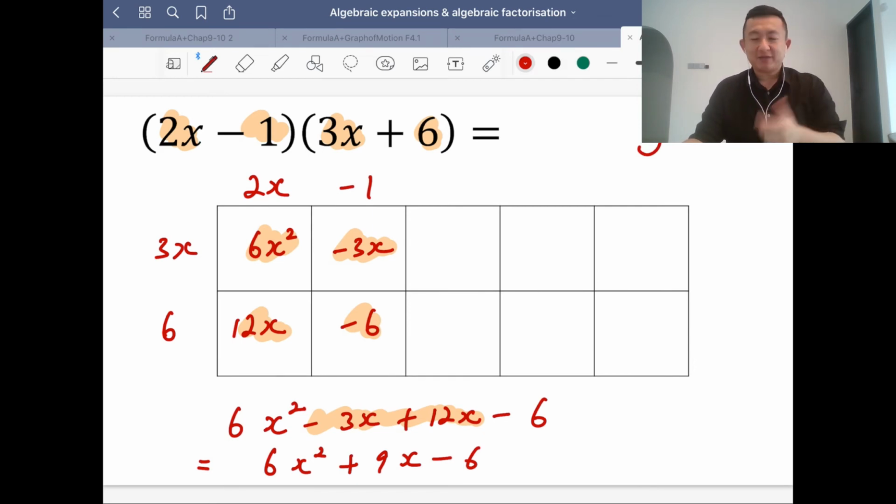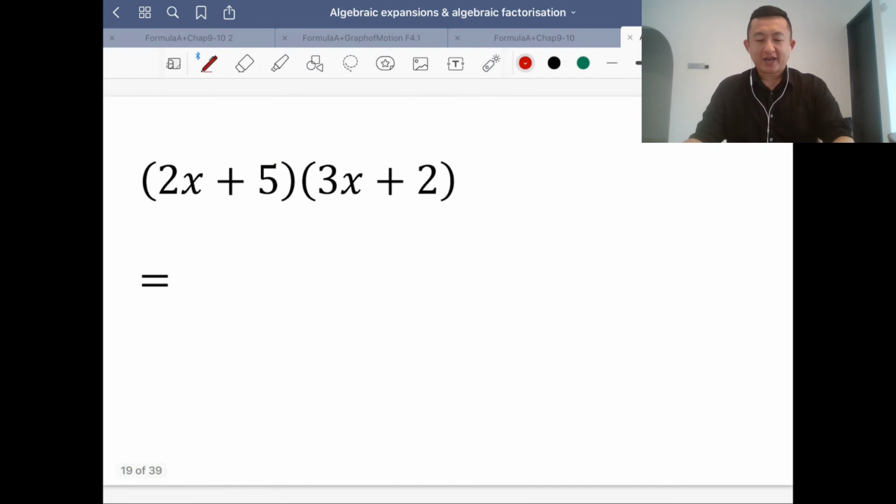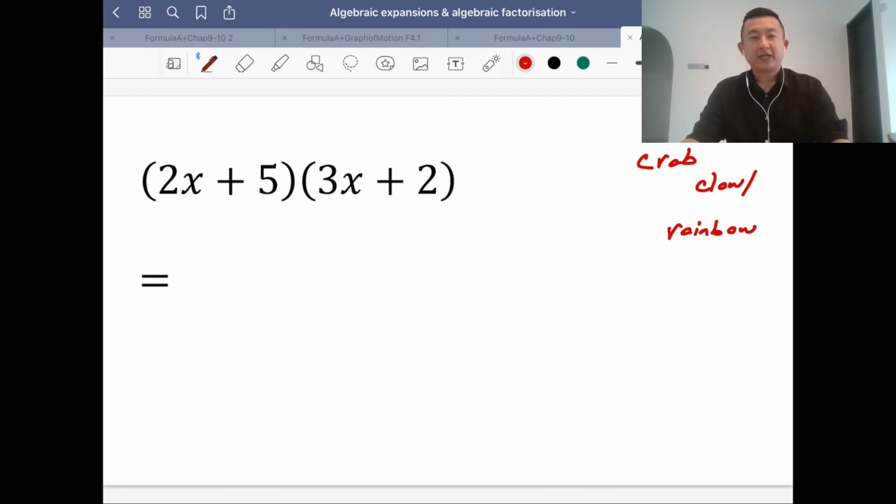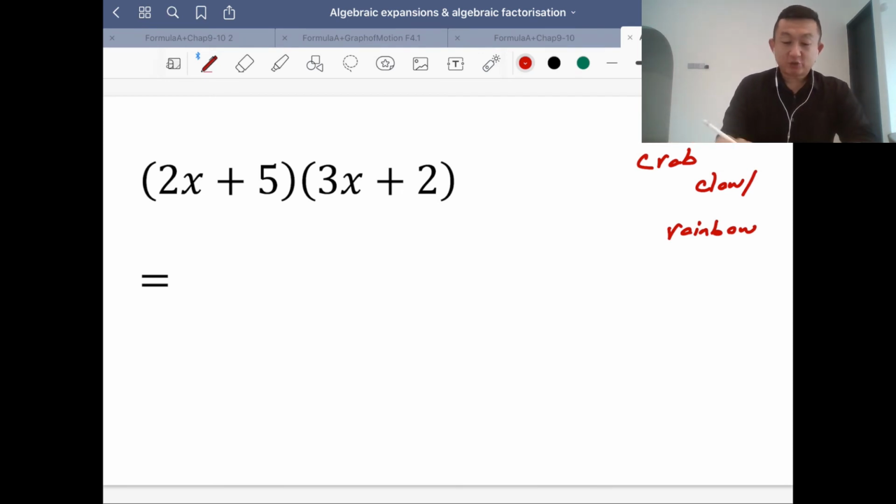I will show you another method. It's called the cross method. No, not the cross method. You can call it the crab crawl. I like to call it the rainbow method. Okay, some call it crab crawl. I like to call it the rainbow method. So this is what we do.